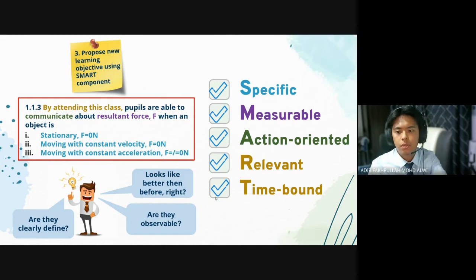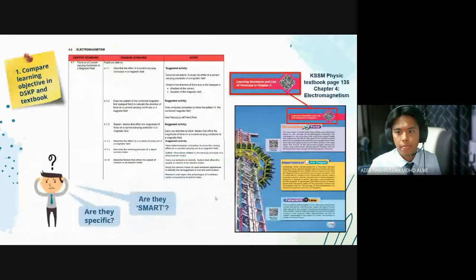So let's take a look at the next example. This is the KSSM Physics textbook, page 135, chapter 4, electromagnetism. They also provide a QR code that, when we scan it, will bring us to the DSKP learning standard or learning objective. Let's analyze the learning objective in the DSKP for chapter 4.